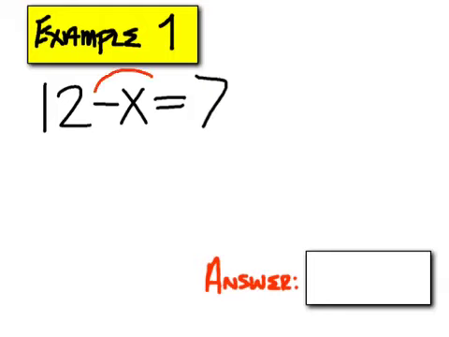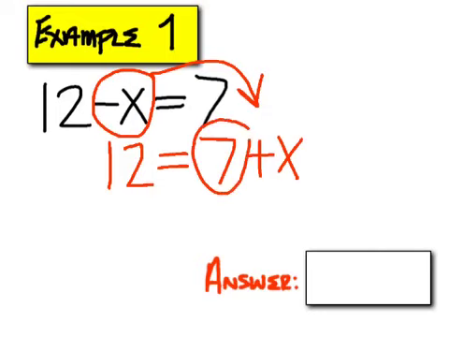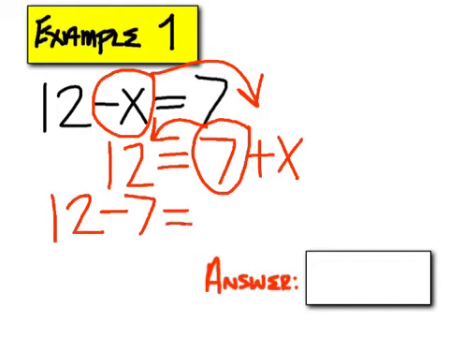Okay, first step. We need to make our negative x positive by bringing it to the other side. On the left, we're going to have 12. On the right, we're going to have 7 plus x. After that, we need to bring our 7 to the other side. We want our x to be by itself on one side. When we take our 7 to the other side, it's going to become a negative. So our answer for this will be 5.